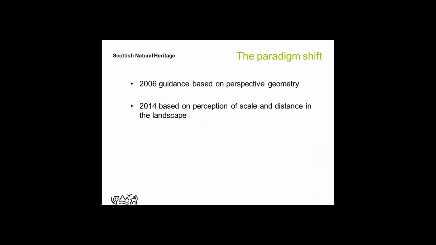So, lots of field testing, lots of photographs, lots of images, and they did lead us to make some quite significant changes between the 2006 guidance, which many of you are probably familiar with, to the 2014 guidance, published the year before last. The main shift really between those 2 bits of guidance is that we've moved from trying to recreate geometrically accurate images based on perspective geometry, and we've moved to an approach which is more about providing an image which is easier for people to understand and provides a better perception of scale and distance in the landscape.